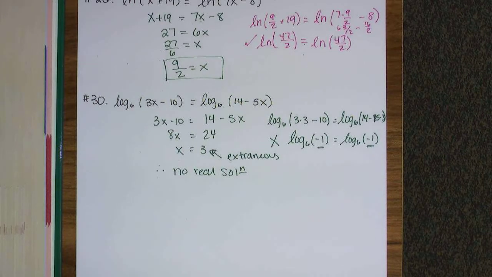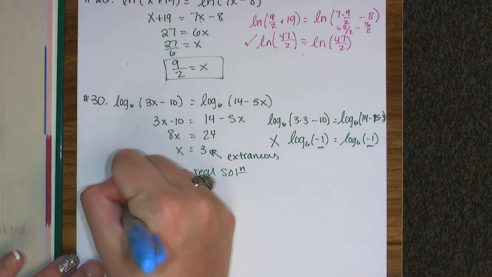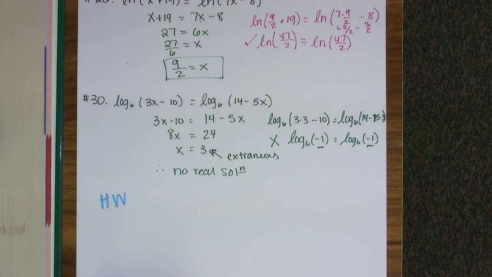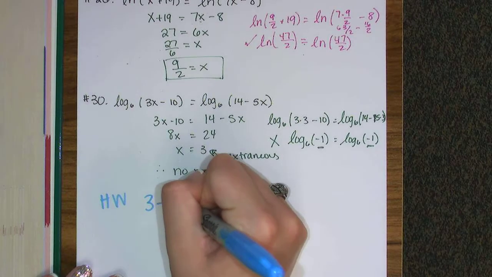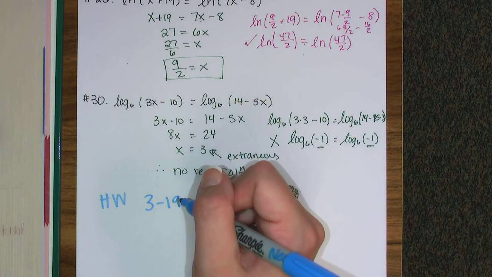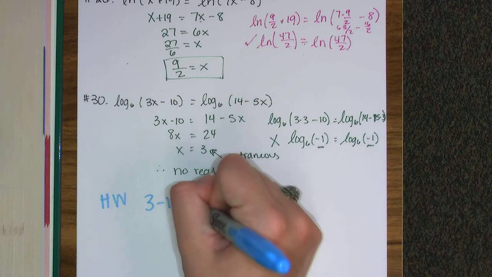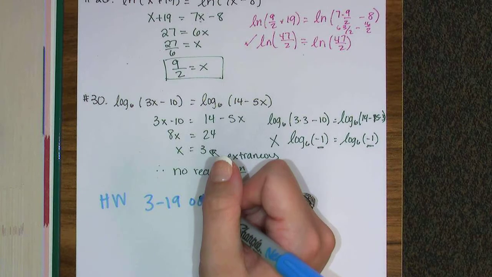So, that being said, your homework for this section is 3 through 19 odd, and then 25 through 31 odd.